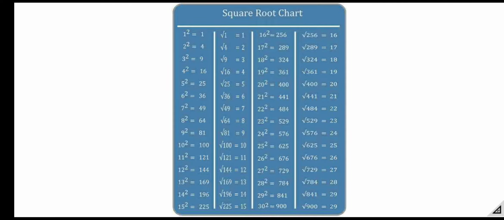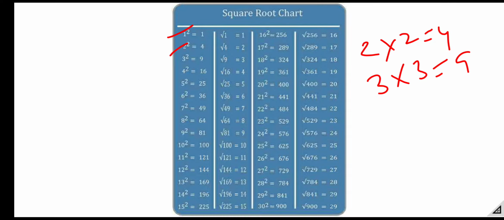First of all, learn squares and square roots of numbers at least up to 20. That is 1 square is equal to 1, 2 square is equal to 4, that is 2 multiplied by 2 is equal to 4. Then 3 square, 3 multiplied by 3 is equal to 9. Similarly 4 square is 16 and 5 square is equal to 25 and so on. And square root of 1 is 1, then square root of 4 is 2, square root of 9 is equal to 3, then square root of 16 is 4 and so on.